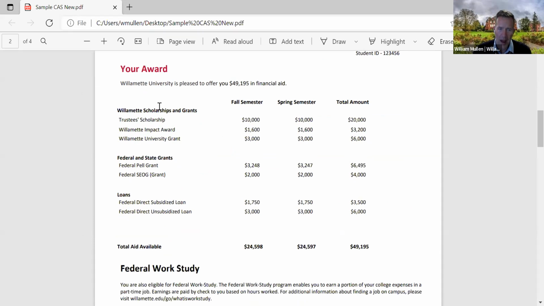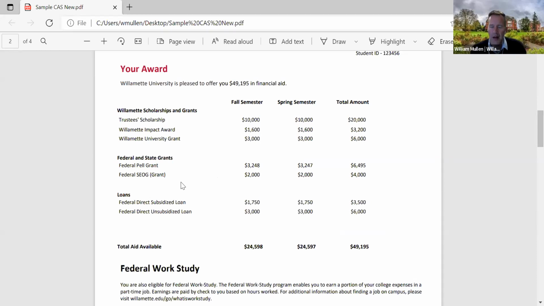So we have, again, as I mentioned before, Willamette scholarships and grants. And again, those come from our endowment or other sources of funding. We have different names for them: impact award, scholarships, so on and so forth. Then we've got federal and state grants. This particular award doesn't have the state grant on it, but there's two kinds: the Pell Grant and the SEOG. And then there's the loans.